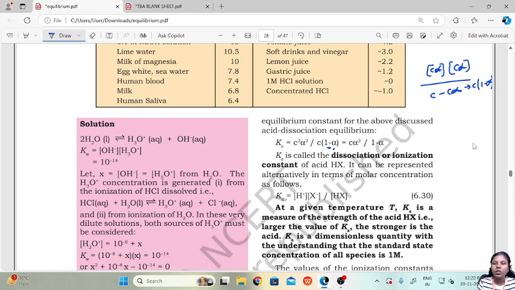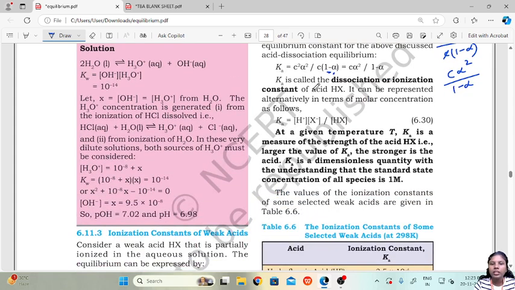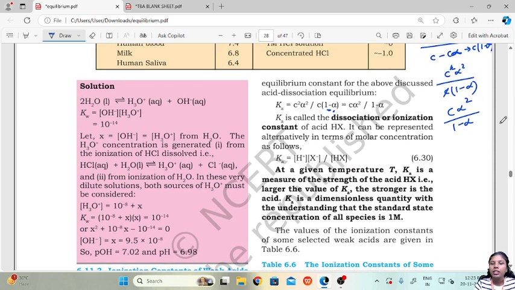Now if I further solve this, this will be C squared alpha squared upon C into 1 minus alpha. Then I can reduce this and this, so I'll get C alpha squared upon 1 minus alpha. So here Ka is the dissociation or ionization constant of the acid HX.